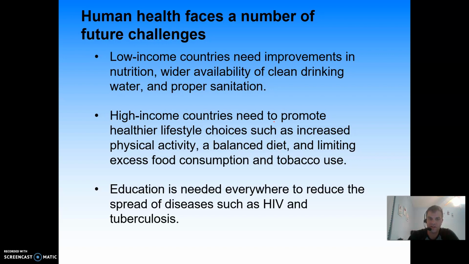So human health faces a number of future challenges. LEDCs need improvements in nutrition, wider availability of clean drinking water, proper sanitation. MEDCs need to promote healthier lifestyle choices, such as increased physical activity, a balanced diet, limiting excess food consumption and tobacco use. And education is needed everywhere to reduce the spread of diseases like HIV, tuberculosis, and even the things that we're seeing with social or physical distancing, whatever you want to call it. We're seeing that in real time right now, and the effects of that as the virus moves throughout the world.